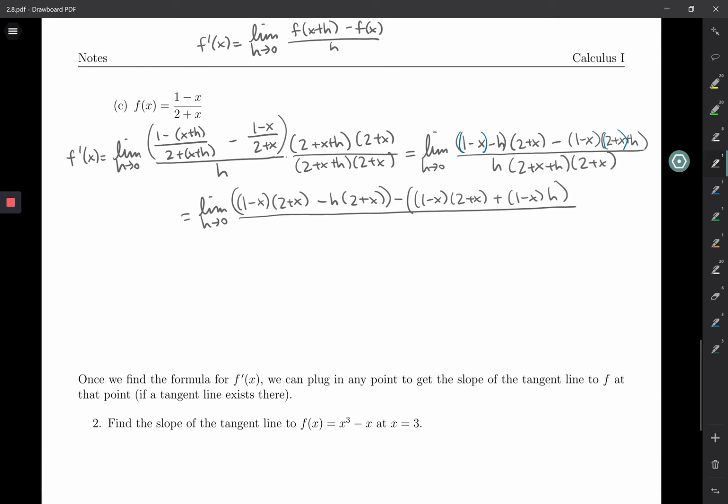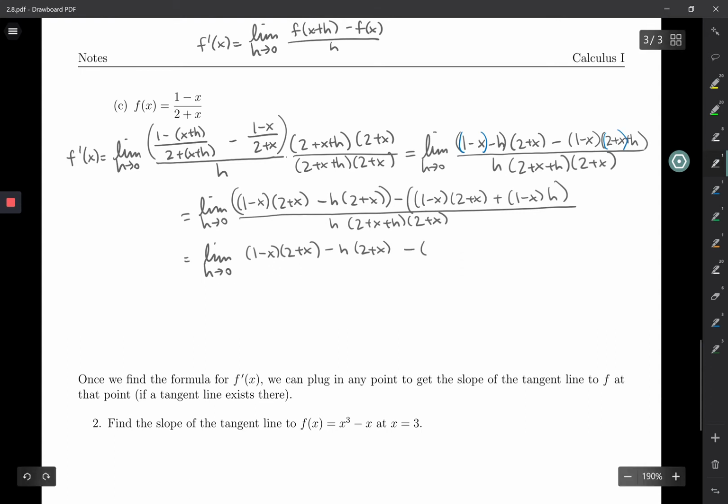Okay, now the reason why I did that is because, let me just actually do this in one more step. So we get this in the denominator, it did not change at all. Let me just write everything out. And then here I'm going to distribute this negative now. So we get negative 1 minus x times 2 plus x, and then minus 1 minus x times h, right?